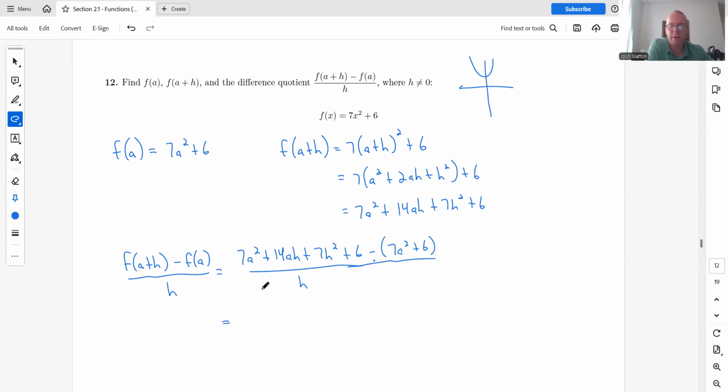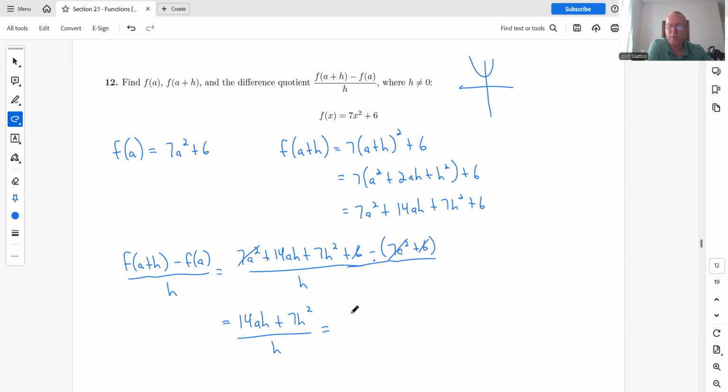All right, so now let's simplify our terms. And again, remember what I said, this still applies. Any term without an h should cancel out. And you can see that this one does. So 7a squared and negative 7a squared, and then 6 and negative 6, those cancel out. So we really just have the 14ah plus 7h squared over h.